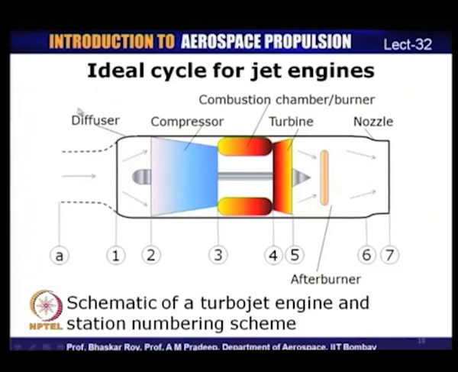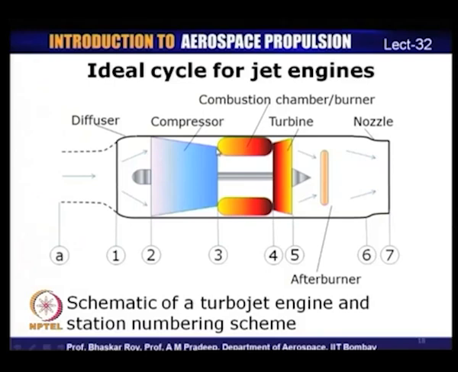The first component in a turbojet engine is a diffuser. The diffuser is followed by a compressor, and so the compression process begins from the diffuser and continues all the way up to the compressor exit. In an ideal cycle, we are going to assume that the process from the diffuser inlet all the way up to the compressor outlet is isentropic.